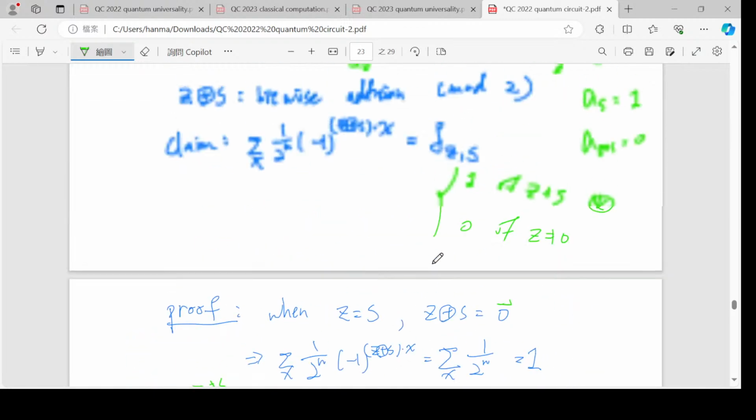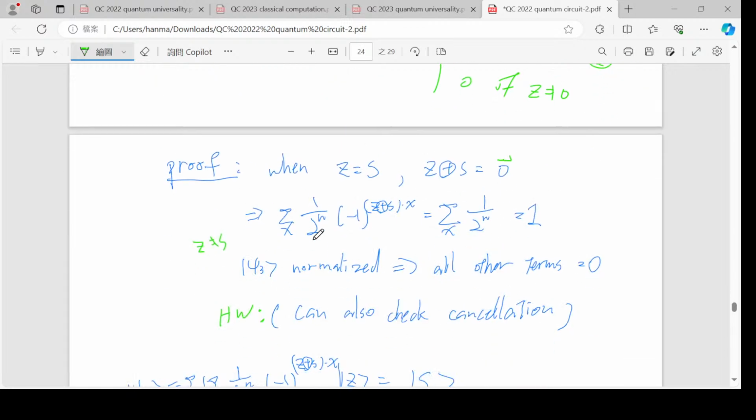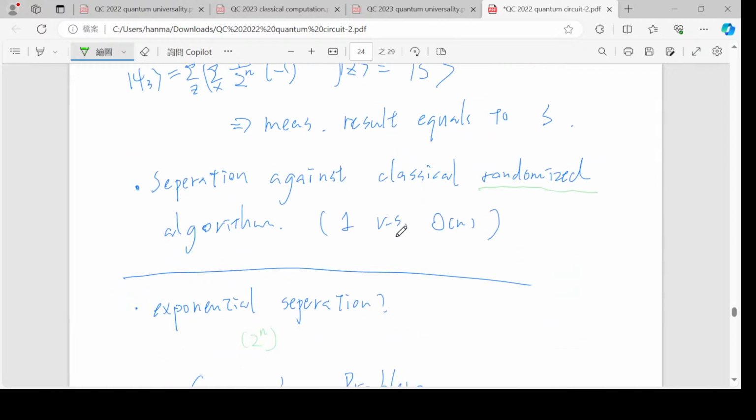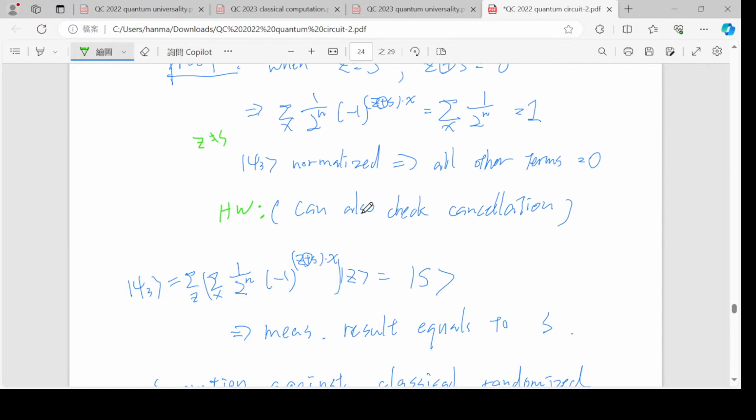And then the cheating part we do is that we know this thing is normalized. So the sum over all possible a_z squared equals 1, and when one of them is 1, then all other things should be 0. And you can check in homework that the cancellation actually works out directly. Okay, and I think it's time for a break. But basically we have the Bernstein-Vazirani algorithm here.